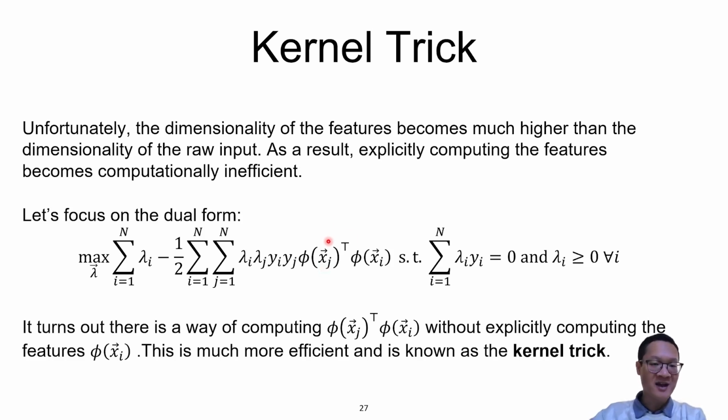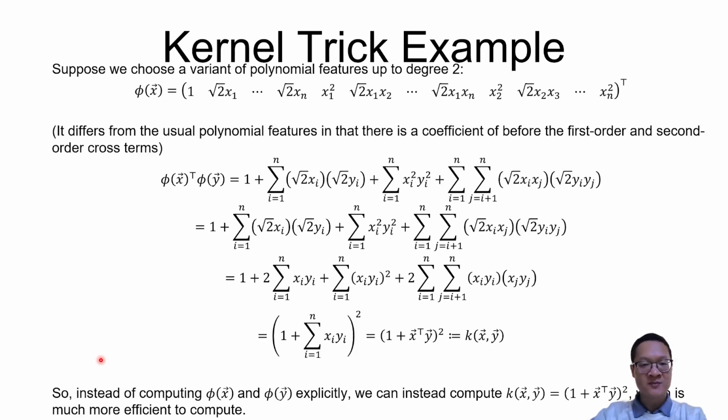So when we replace x with phi of x, computations actually get more expensive because this inner product becomes more expensive to compute. However, it turns out that we can actually compute phi of xj transpose phi of xi without actually explicitly computing the feature phi of xi. So this is actually much more efficient and is known as the kernel trick. So we're going to motivate this by looking at this example here.